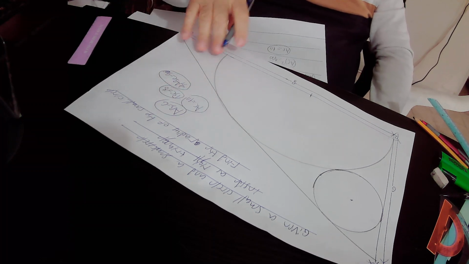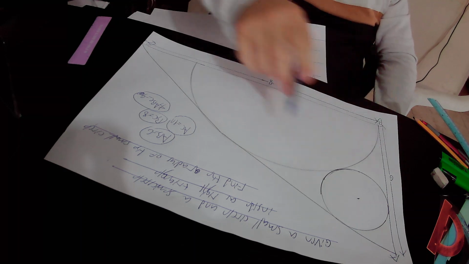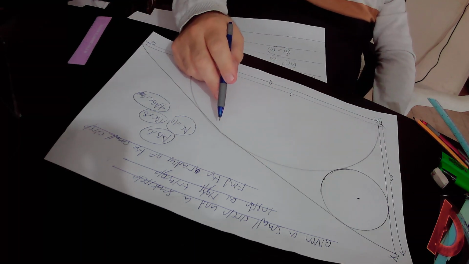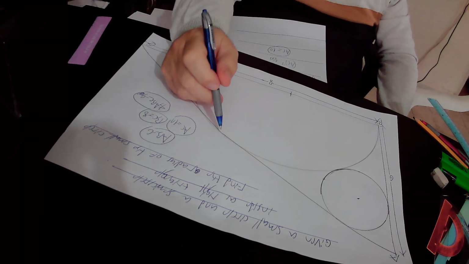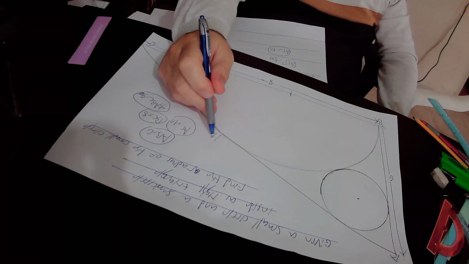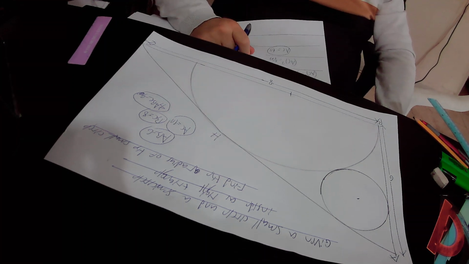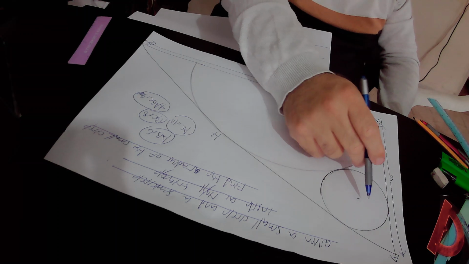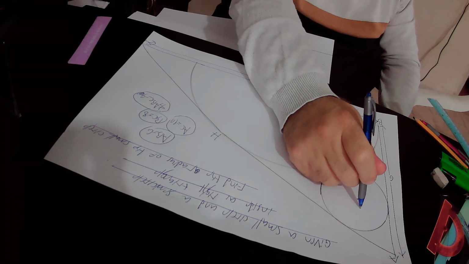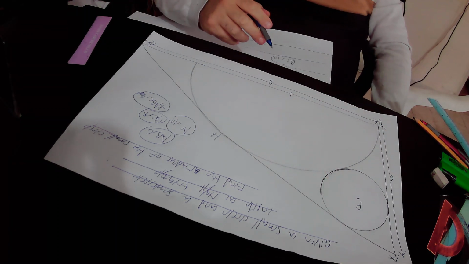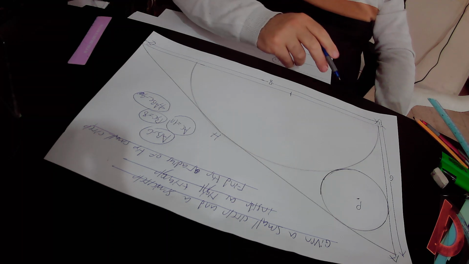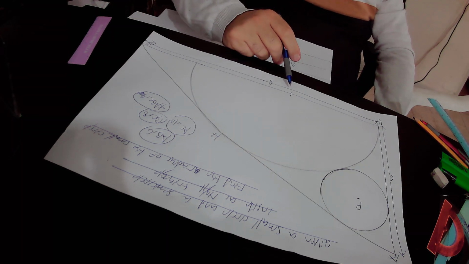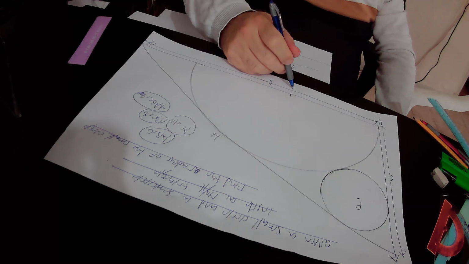We define the point of tangency of tangent AC with this semicircle. This point is point H. We define the center of this small circle. This point is point P. And we define the center of this semicircle. This point is point Q.